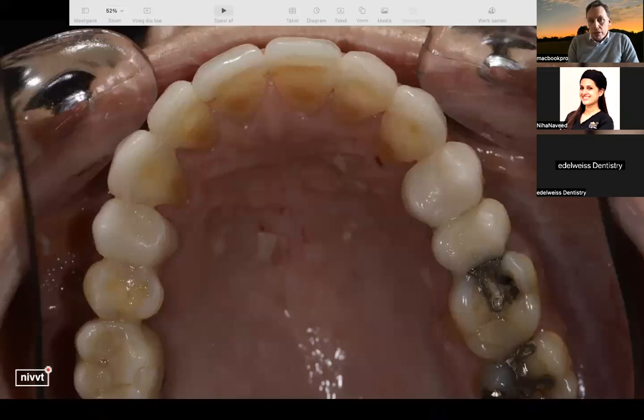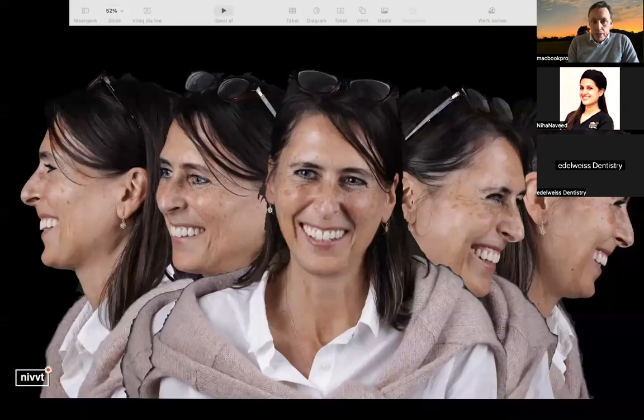You see the 8 restorations: 2 premolar restorations, and then the canine to canine Edelweiss veneers. And this is the patient when she's coming back after 1 week for a checkup. And then we see the patient before and after treatment. And this is only 2 hours of treatment time, if you want.